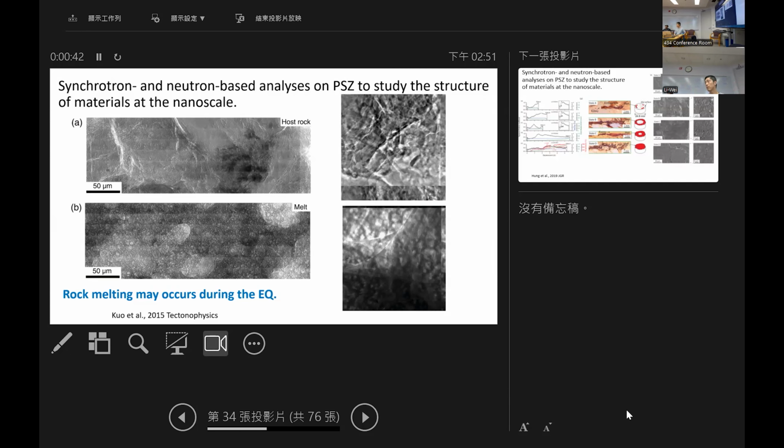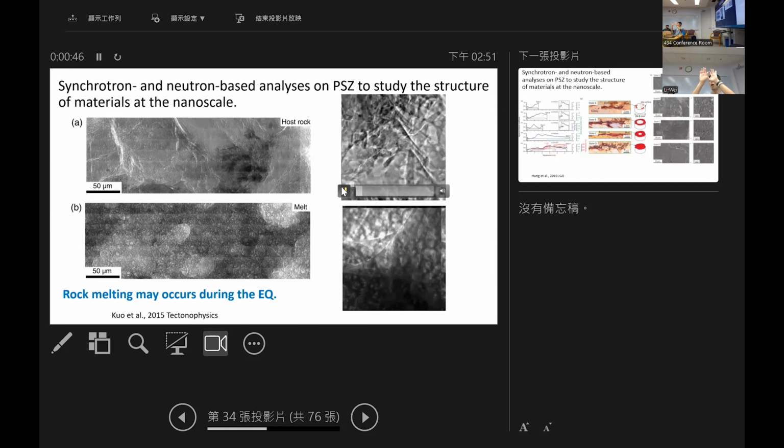Can you play this again? Because I see something moving in and out. Because of the geometry of the sample, the real field of view is much bigger than this. The real image is much bigger than this. And these round features, are they bubbles?